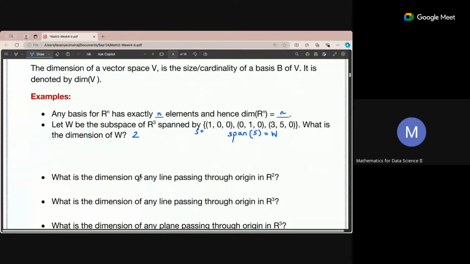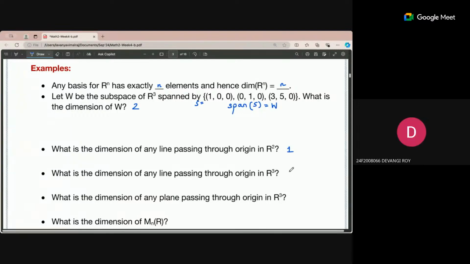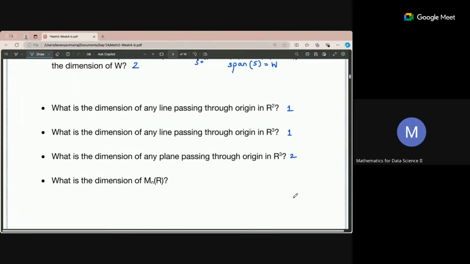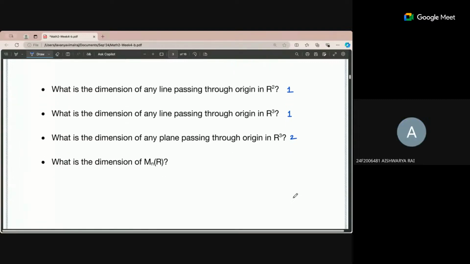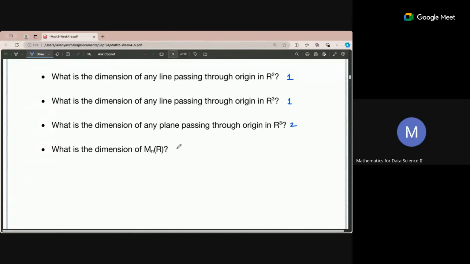In general, what is the dimension of any line passing through origin in R2? One. And what is the dimension of any line passing through origin in R3? One. What is the dimension of any plane passing through origin in R3? 2. What is the dimension of Mn of R? Do you remember, it is the set of all n by n square matrices. So what is the dimension of Mn of R? N square.